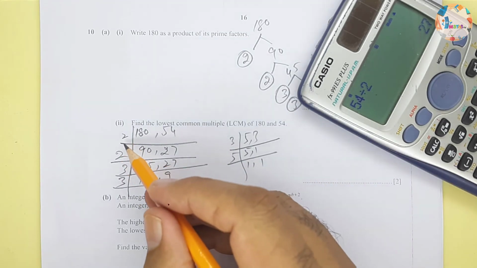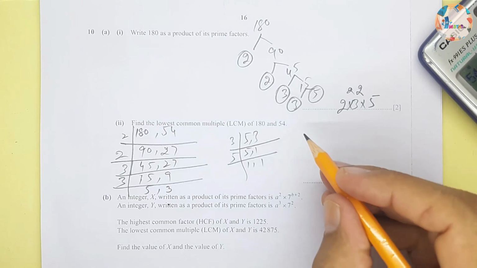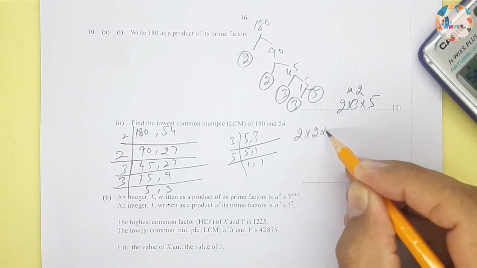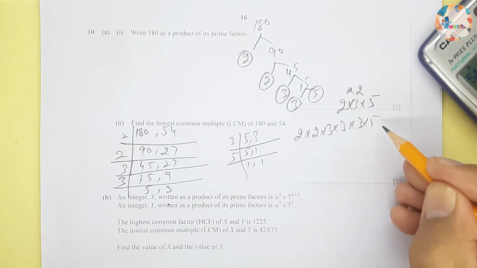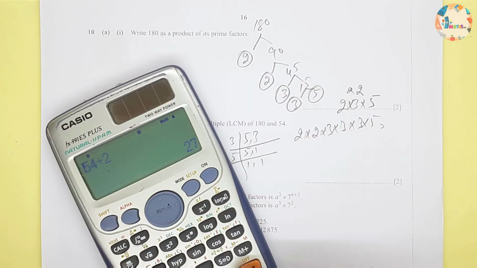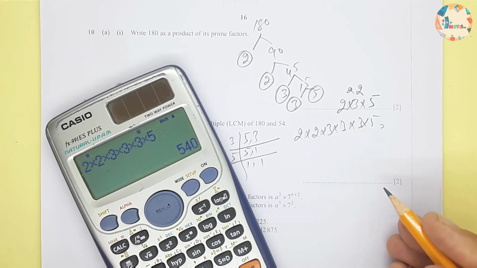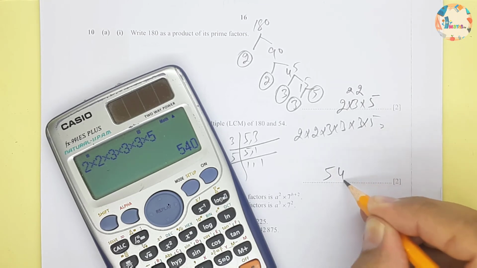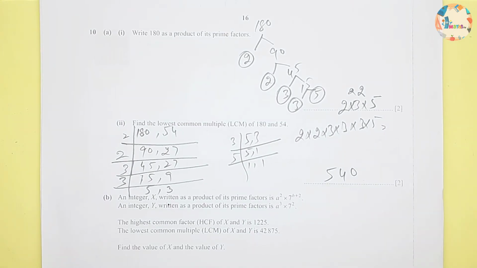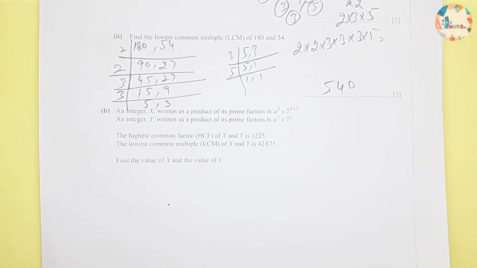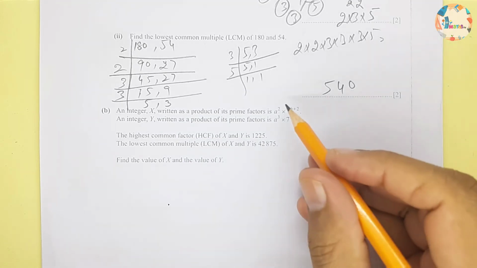Now we got 2 into 2 into 2 into 3 into 3 into 3, 3 times 3 into 5, and this will be equal to 2 multiplied by 2 multiplied by 3 into 3 into 3, 3 times, then multiplied by 5. This will give us 540. So our answer will be 540. Hopefully you got this.